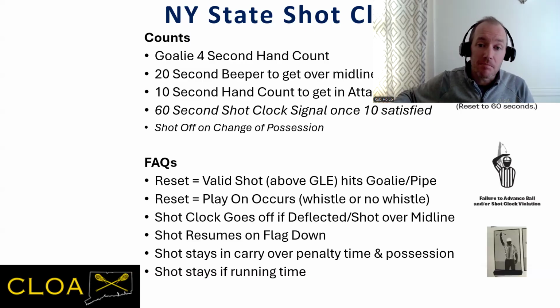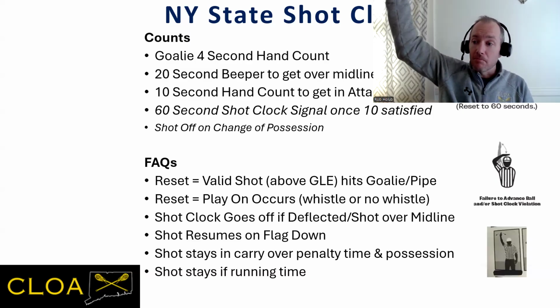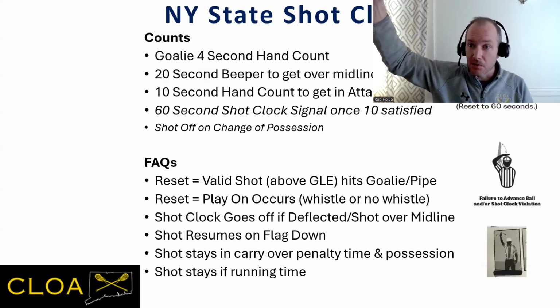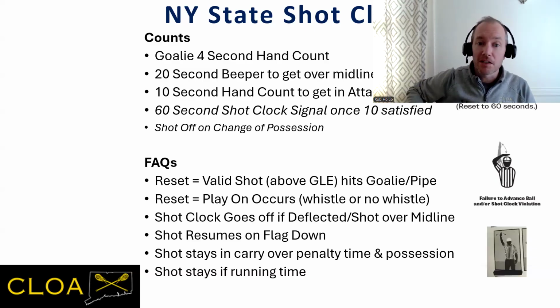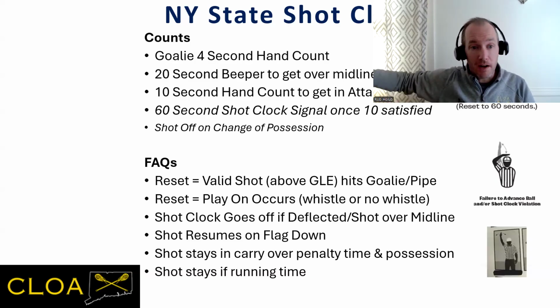Simultaneously, we have turned on our beeper. So the goalie makes a save. We might say a change of possession, right? We're not actually signaling that, but we're just signaling maybe just a hand up. And we now have a 20-second on, and we start our 4 count that goes on for the goalie to leave the crease.